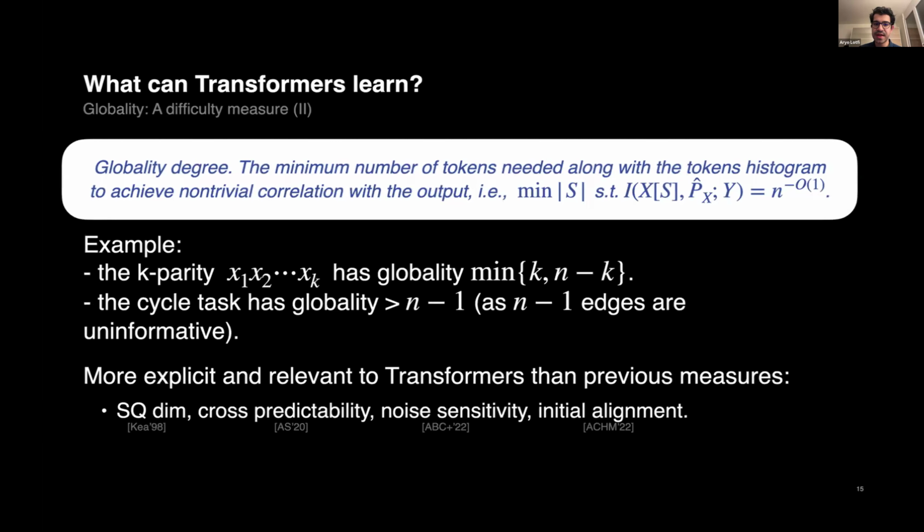And for the cycle task, the globality is larger than n minus 1, because any n minus 1 edges, any n minus 1 tokens, do not tell us anything about the final label. And we believe this measure is a bit more intuitive and more relevant to transformers than previous measures like statistical query dimension, cross predictability, noise sensitivity, and initial alignment.